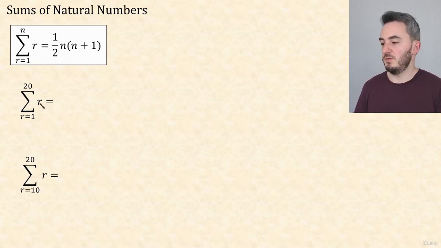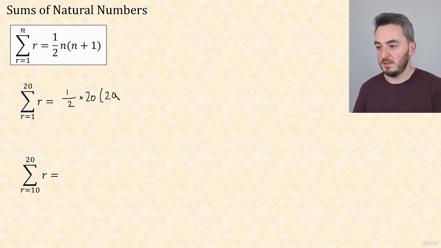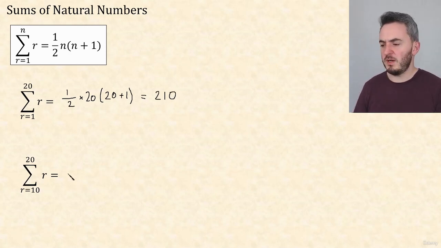So for instance, we can start evaluating some of these. The sum from 1 to 20, all we need to do is sub 20 into this formula. So half times 20 multiplied by 20 plus 1. Work that out in your head or just smash it into the calculator, and it's 210.